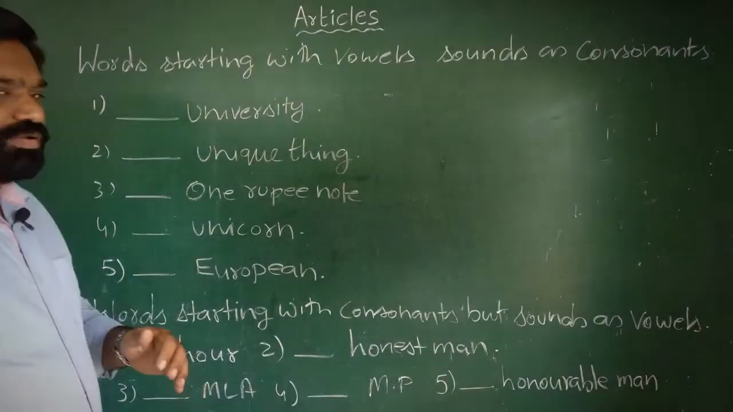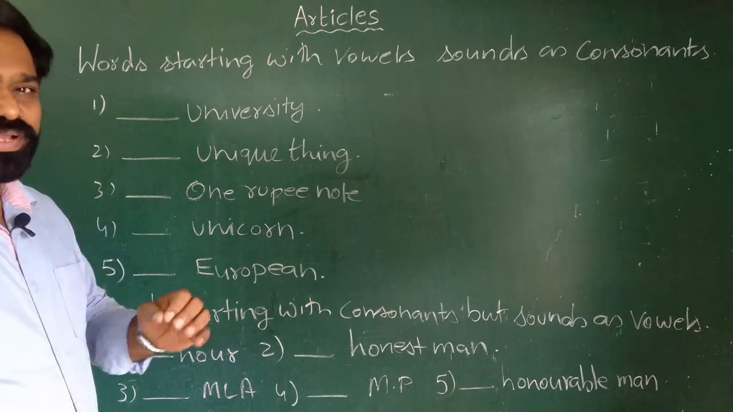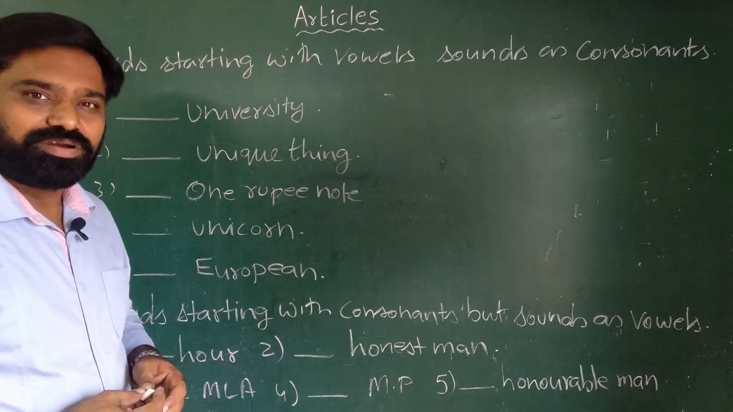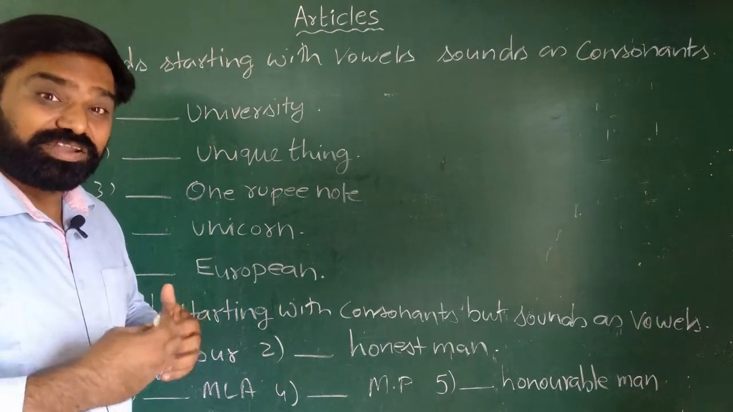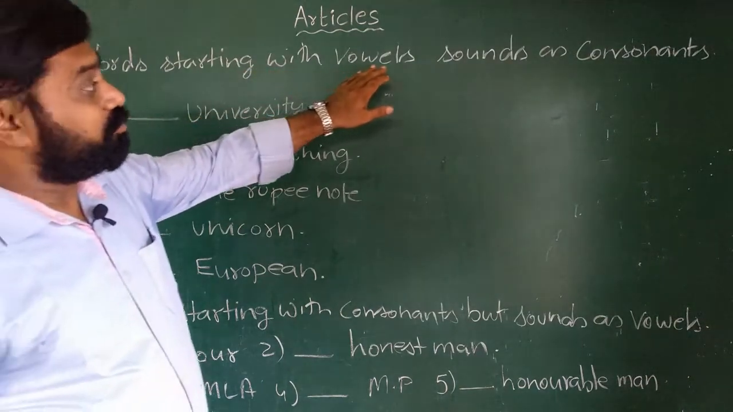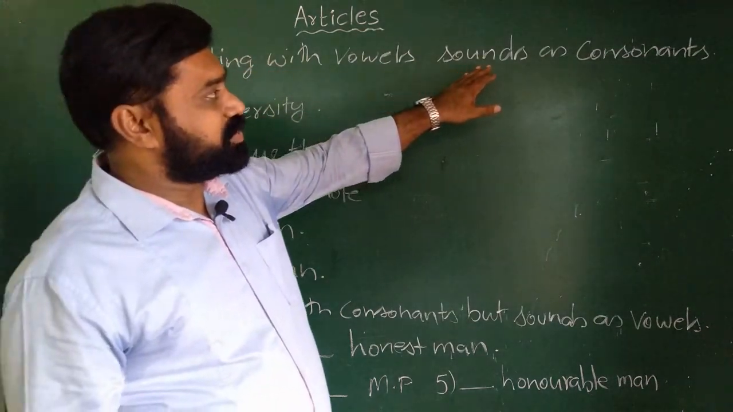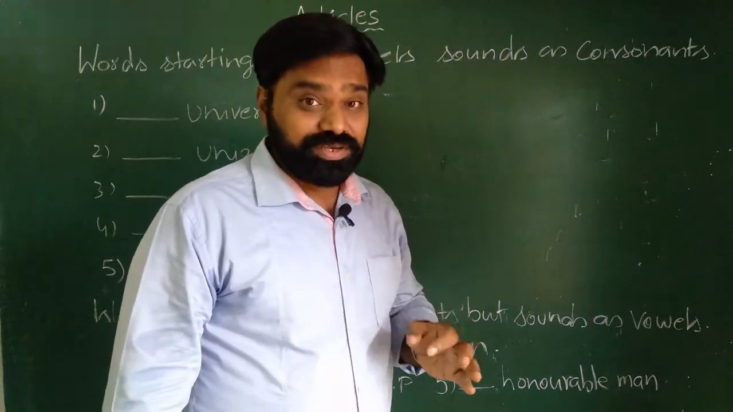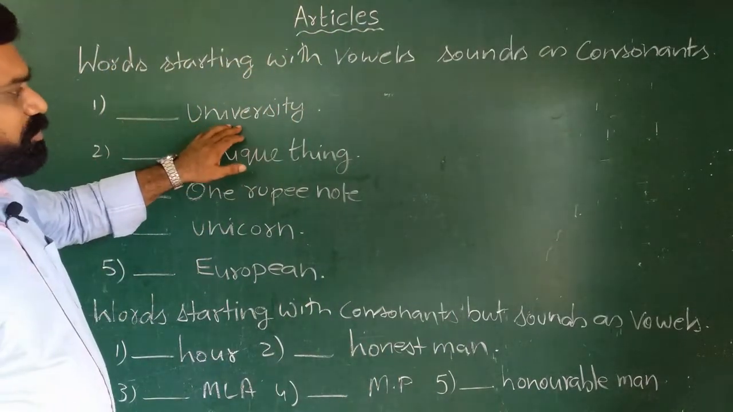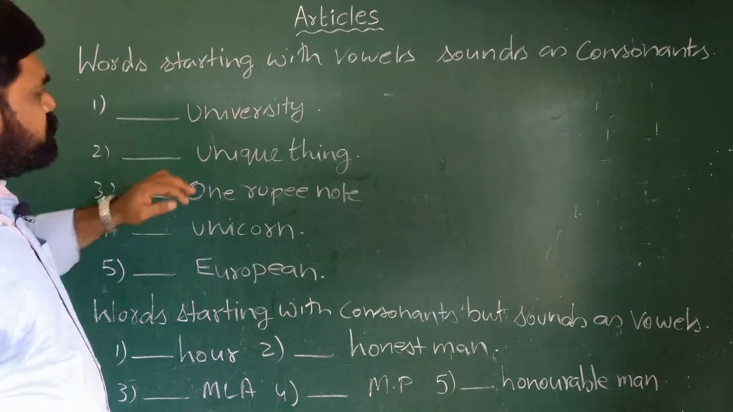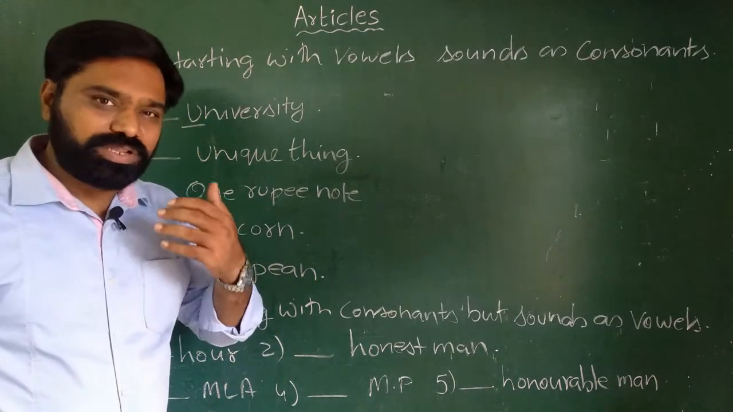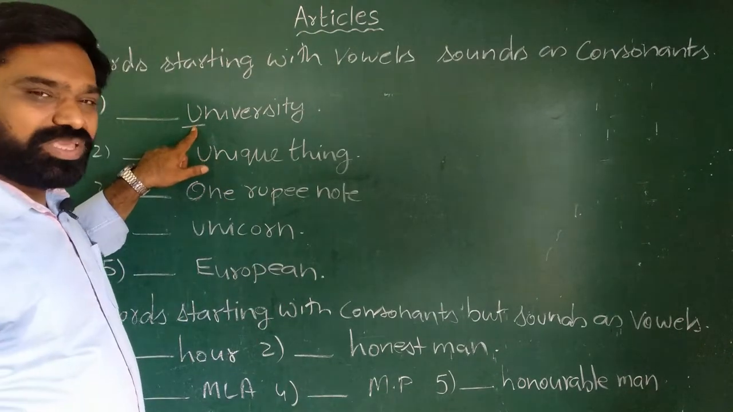Further, let me show you a few more examples whereby you can get more clarification of how students get confused in exams. Here I have given some words that start with vowels, but they sound as consonants. So we have to be very careful. For example, university. Now university begins with a vowel, but if you focus on the sound, the first sound is U.